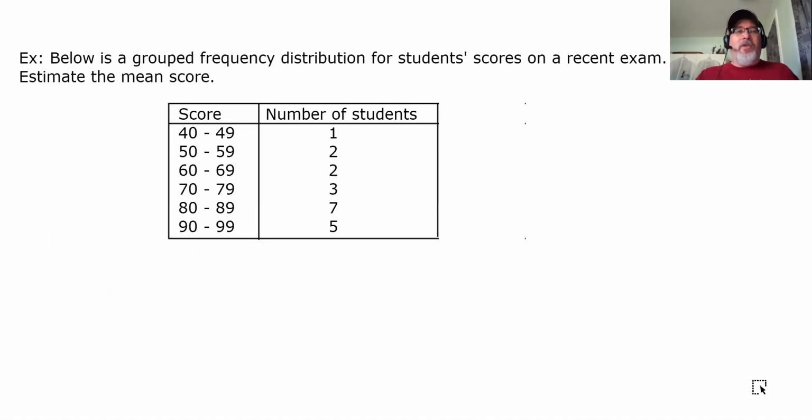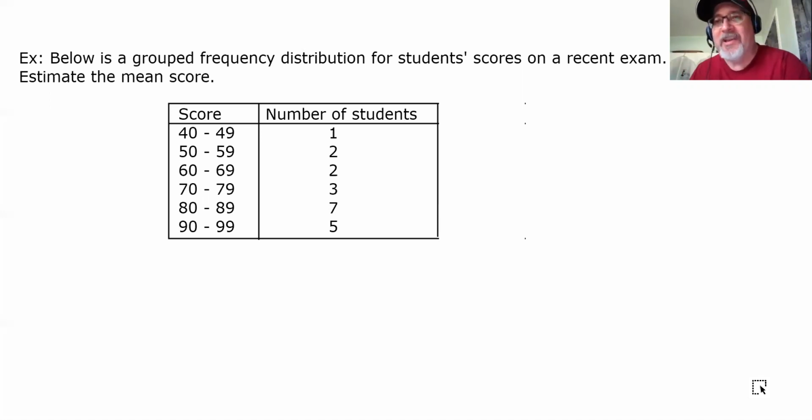For example, below is a grouped frequency distribution for students' scores on a recent exam. Estimate the mean score. In the score range of 40 through 49, in other words, the 40s, one student scored in that range. In the 50s, two students scored in that range. Two students scored in the 60s, three students scored in the 70s, 7 students scored in the 80s, 5 students scored in the 90s. And we want to estimate the mean score, the average score on this exam for this class of students. Do you see what the problem is?